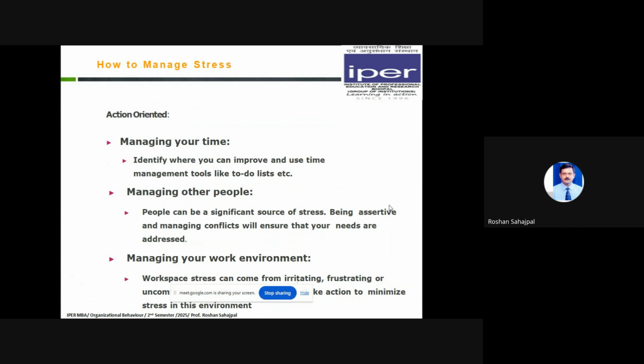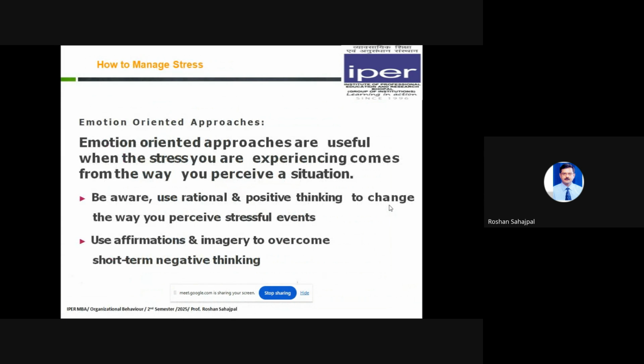Manage other people. Some people are sources of stress. Some people are there to help you out, to manage people and your relationship. Manage your work environment. So कौन सा एनवायरनमेंट और उसके अंदर कौन सा स्टिमुलस है जो आपको वर्क रेट प्रेशर देता है, उसको आइडेंटिफाई करना जरूरी है, उसको मैनेज करना जरूरी है. इमोशनल ओरिएंटेड अप्रोचेस क्या है, कि इमोशनल ओरिएंटेड अप्रोचेस आर यूजफुल व्हेन द स्ट्रेस यू आर एक्सपीरियंसिंग कम फ्रॉम द वे यू परसीव अ सिचुएशन.